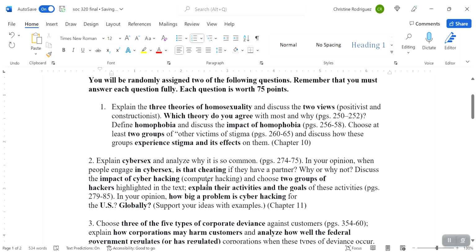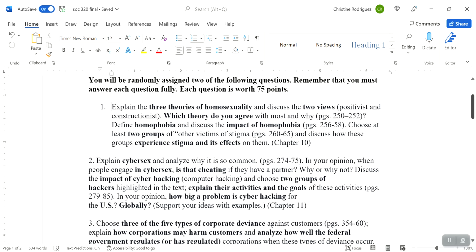So question number 1 is from chapter 10. Explain the 3 theories of homosexuality and discuss the 2 views, the positivist and the constructionist. So there are 3 theories. Make sure you explain each of them. And remember, always support your statements with examples or with detail. Don't just say, these are the 3 theories, X, Y, Z. That's true, but explain X, explain Y, explain Z, etc. And then the 2 views, make sure you explain those 2. And then I ask you, which theory do you agree with most and why?